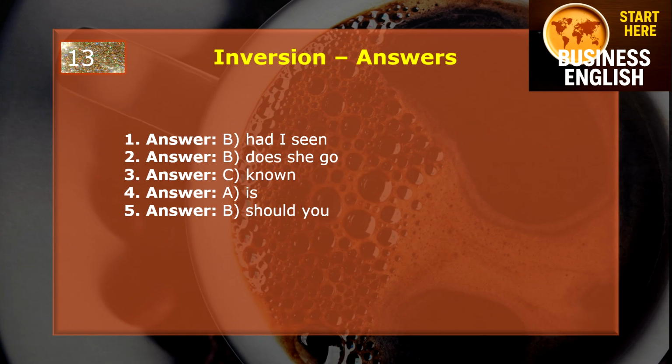And here we have answers. So the answer for the first one is B, had I seen. 2 is B, does she go. 3 is C, known. 4 is A, and 5 is B, should you.